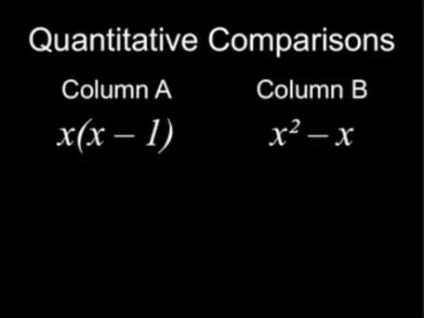Let's see one example. Here in column A we have x multiplied by x minus 1, and in column B we have x squared minus x. Take a moment to think. The best approach to solve this problem is to try to make the two columns look the same. If we multiply x by x minus 1, we have that x times x is x squared, and x times minus 1 is minus x. This means the two columns are equal.